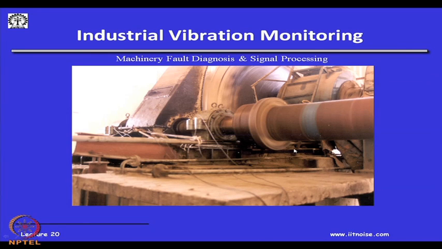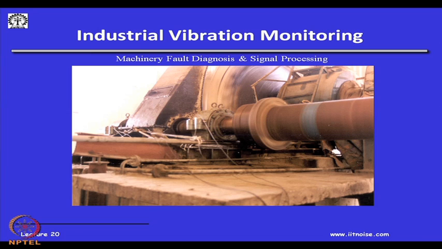Typically, in many industries, be it a cement plant, steel plant, or power plant, you will come across many rotating equipment whose vibration has to be monitored, measured and recorded. Here, this is a rotating shaft supported on bearing housings, and you see a few cables coming out. These are accelerometers, which you cannot see here, installed just to record the vibration levels.